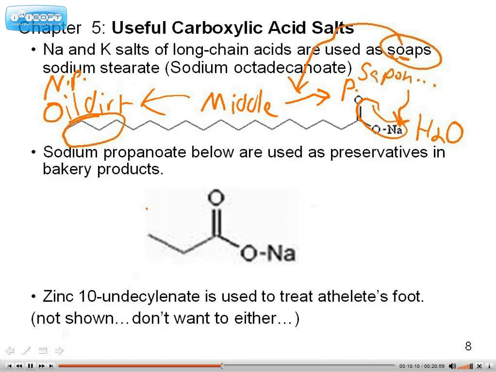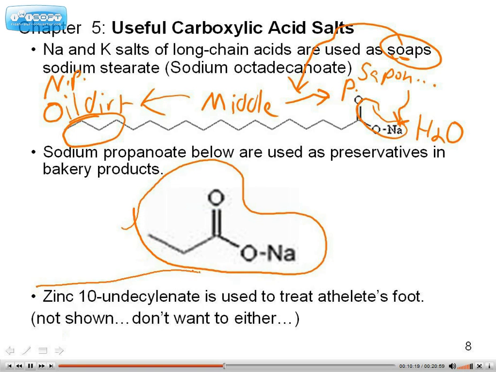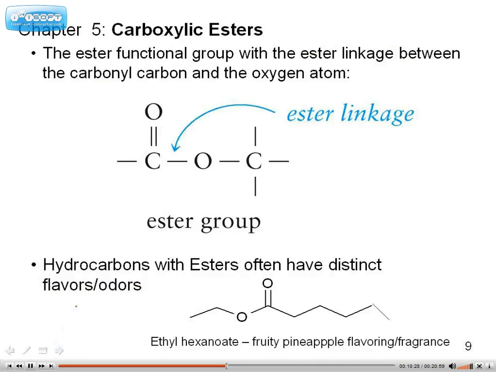Here, a smaller molecule, sodium propanoate. It's used as a preservative in bakery products. And then here, this acid salt treats athlete's foot. I'm not going to draw it. You can't make me either.